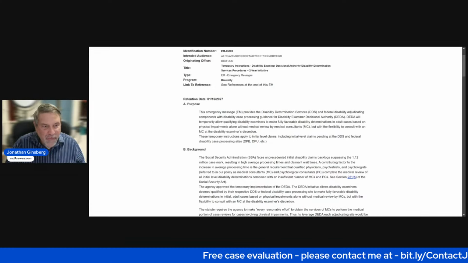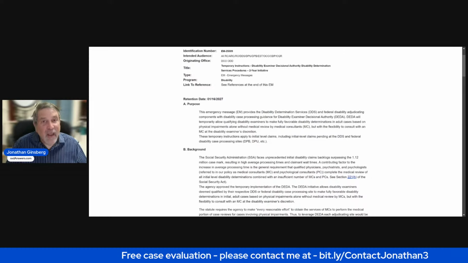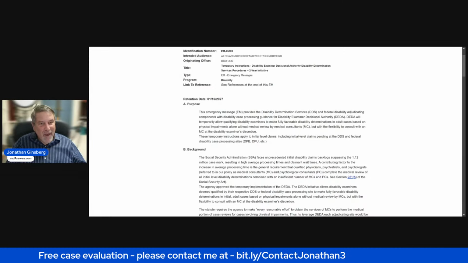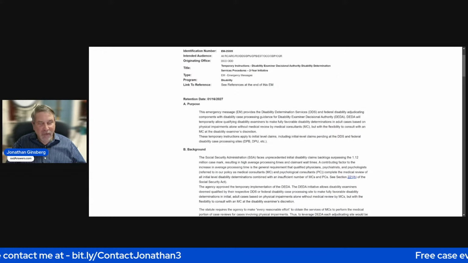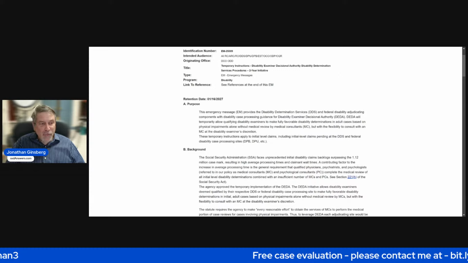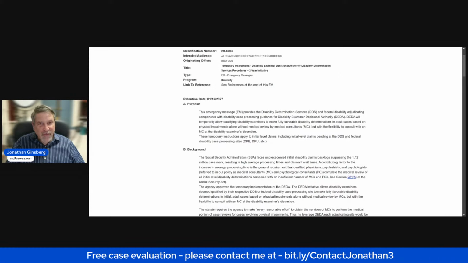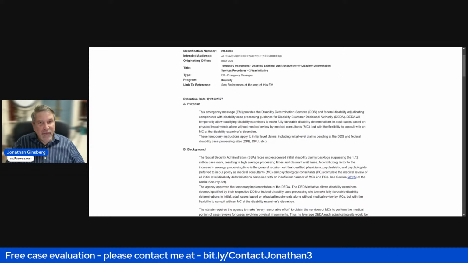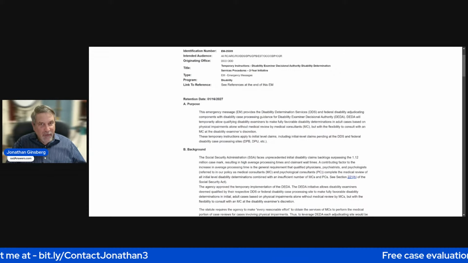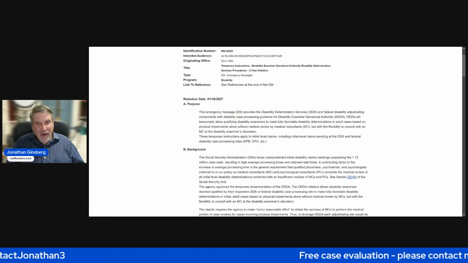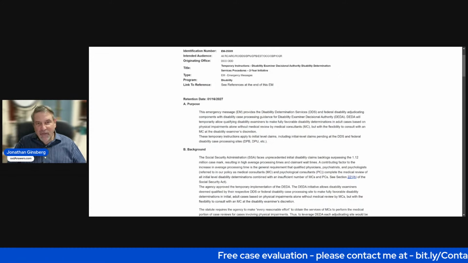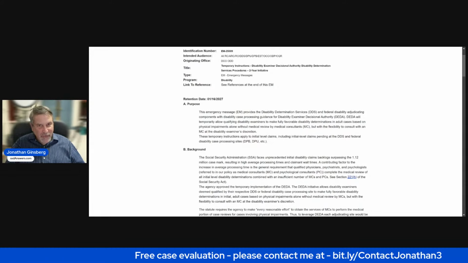Well, what this emergency message recognizes is that Social Security does not have enough medical consultants. In other words, there's not enough medical experts or doctors in many Social Security offices to properly evaluate these claims. So what this message says is that in some situations, adjudicators with a lot of experience, more than a year of experience, and some other training they've got to go through, can make decisions without having to go through the medical specialist.